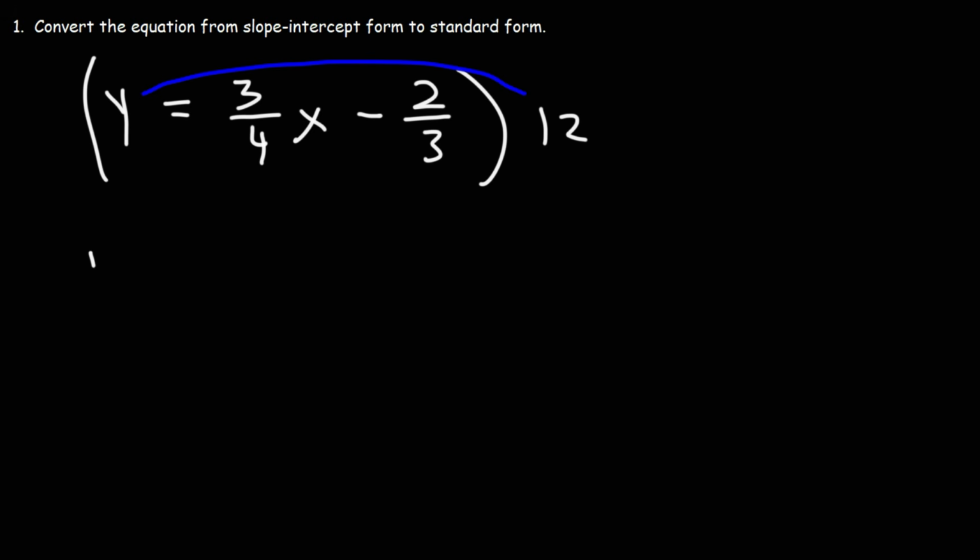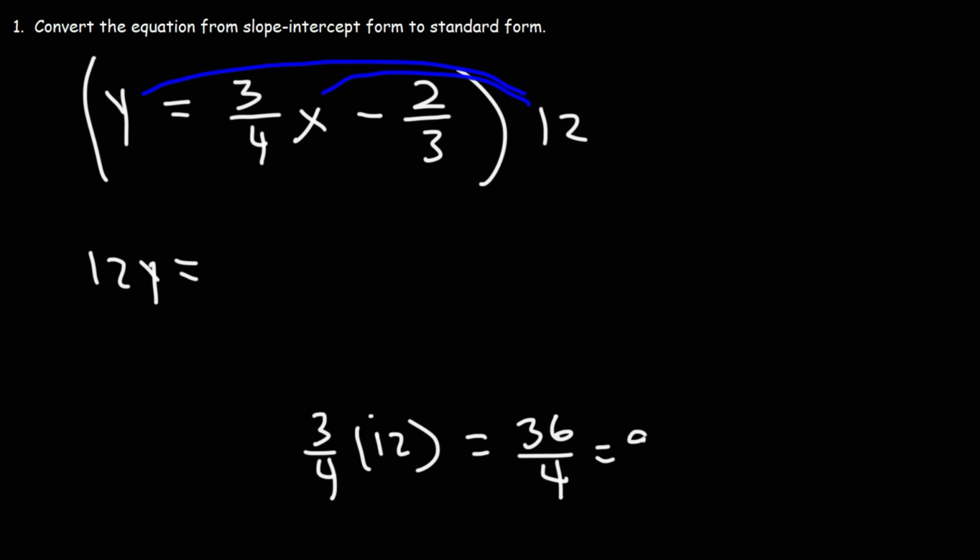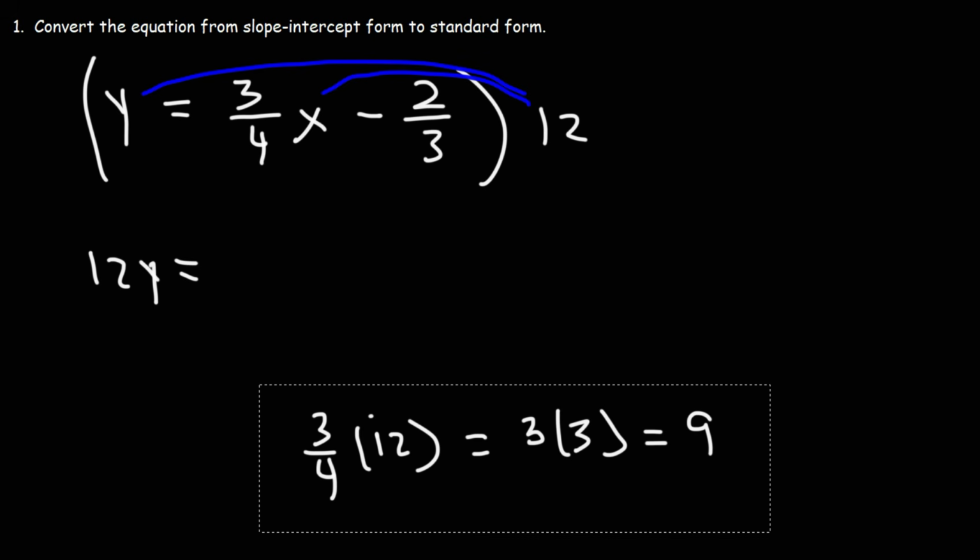12 times y is 12y. And then 12 times 3/4x. Alright, so let's work this out here. We could ignore the x for now. You could multiply first, then divide, or you can divide first, then multiply. If you multiply first, it will be 3 times 12, which is 36, divided by 4, you get 9. Personally, I like to divide first, because it gives you a smaller number, and it's just easier to work with. 12 divided by 4 is 3, and 3 times 3 is 9. So in both cases, you get the same answer.